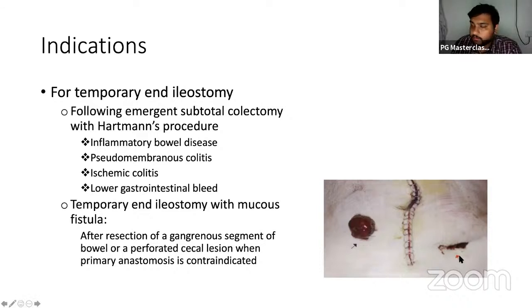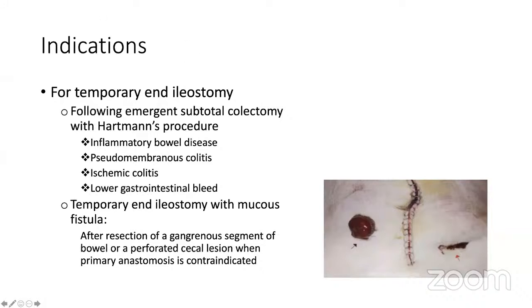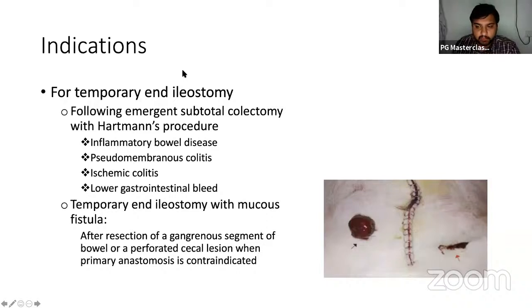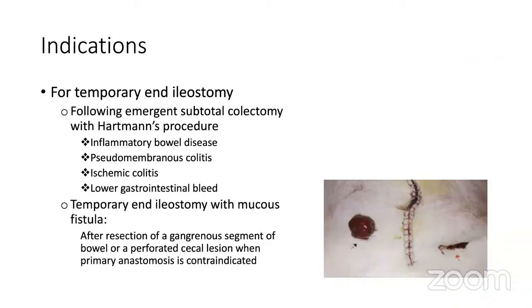Mucus fistula can also be brought out through the same opening, in which case a Paul-Mikulicz procedure or a Devine procedure can be done to form a double barrel ileostomy. But it is a type of end ileostomy with mucus fistula. So when you cannot bring those two together, you can do something like this. Yes, sir.